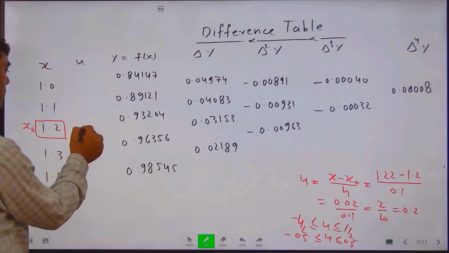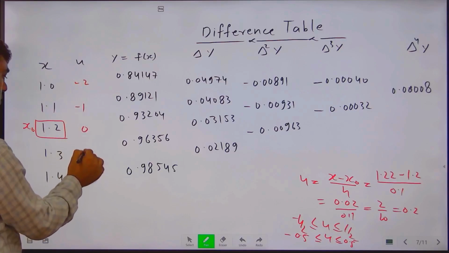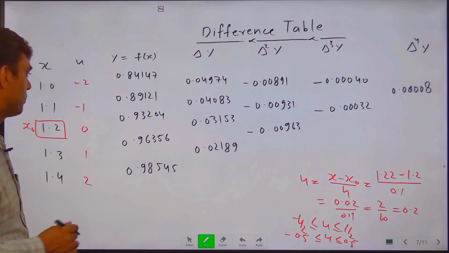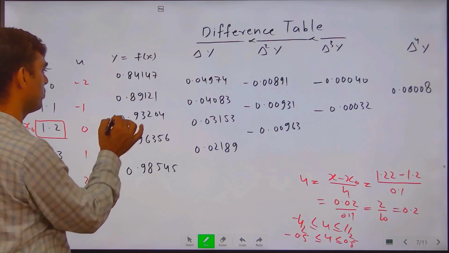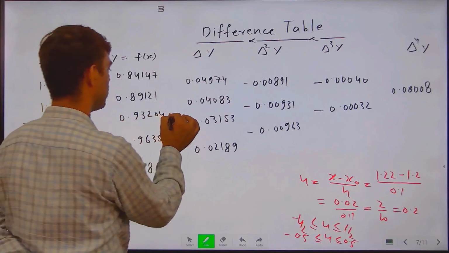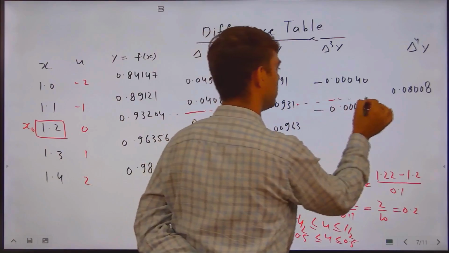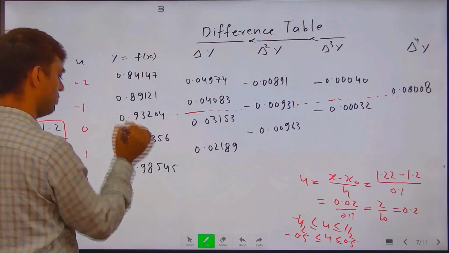So this one is 0, this one is minus 1, this one is minus 2, this one is 1, this one is 2. Luckily, x0 is the central value. So which value are we going to use? We are going to use the central line. This is a central line, this is a central line, this is a central line. So we are going to use the central value.